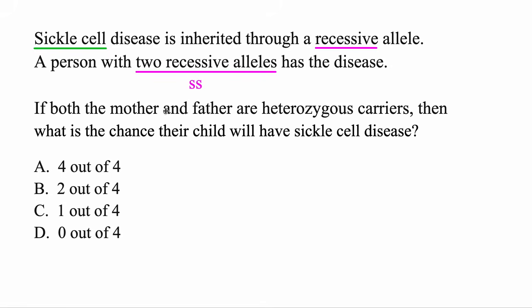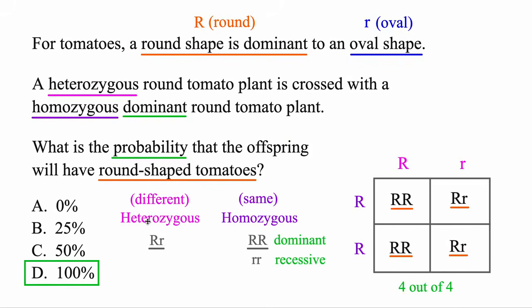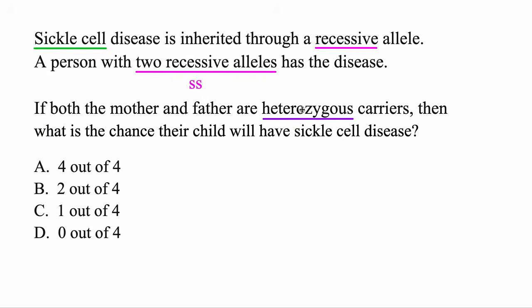Now, if both the mother and the father are heterozygous carriers, then what is the chance their child will have sickle cell disease? Well, both the mother and the father are heterozygous. So looking back, we know that they're going to have different letters, 1 of each here. So let's use 1 capital S, 1 lowercase s if they're heterozygous. And finally, what is the chance the child will have sickle cell disease? Well, we know what to do. Both of the parents are this, 1 big, 1 little.